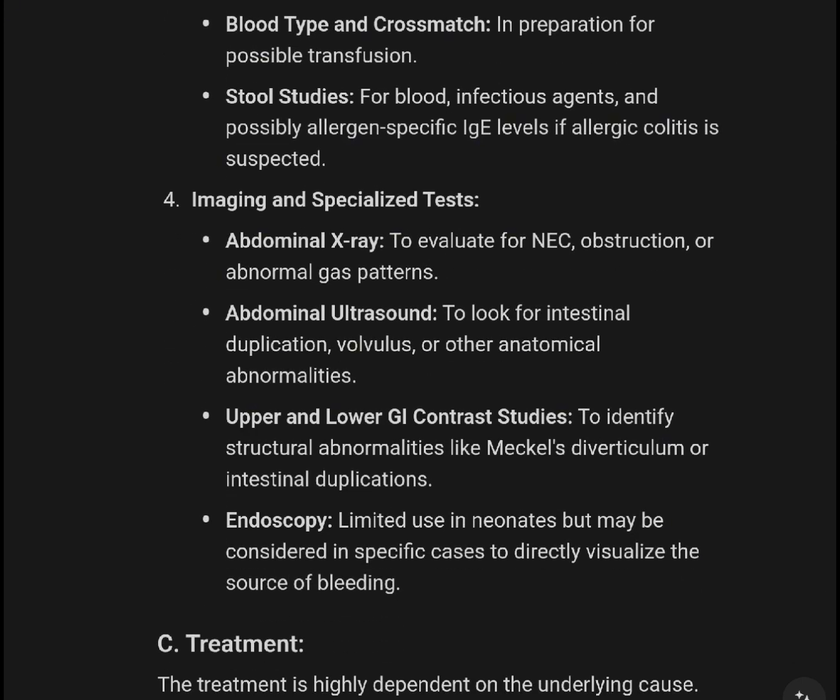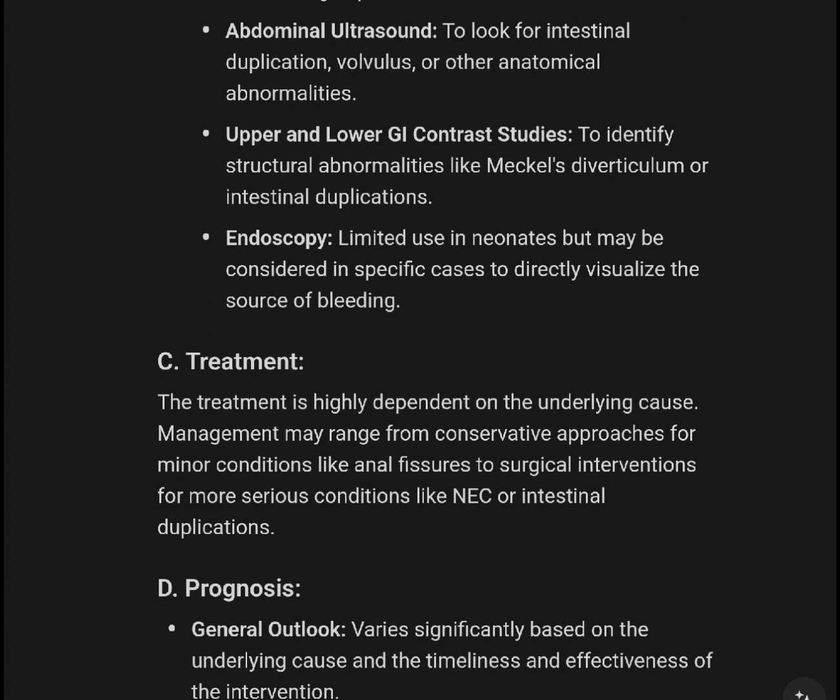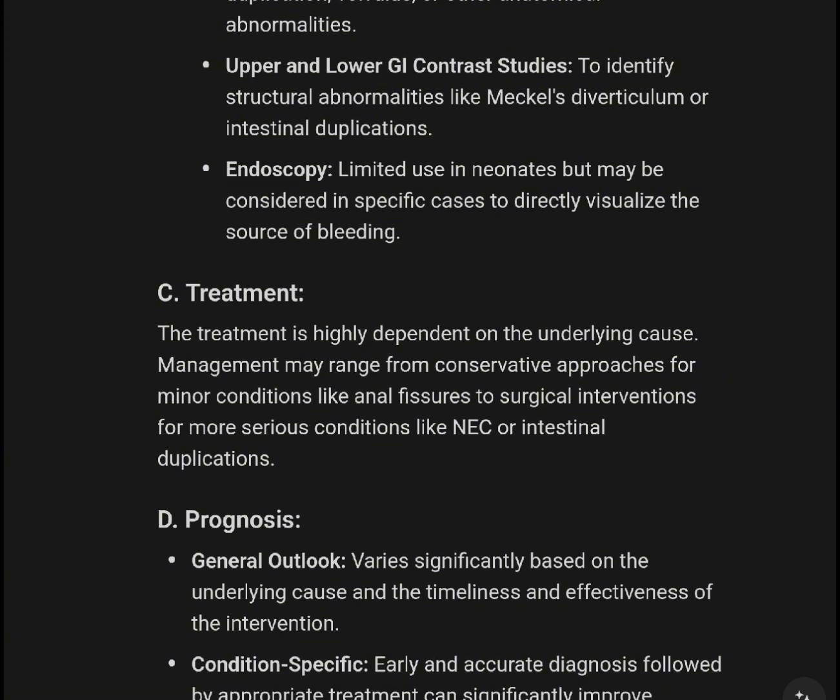Abdominal X-ray to evaluate for NEC, obstruction, or abnormal gas patterns. Abdominal ultrasound to look for intestinal duplications, volvulus, or other anatomical abnormalities. Upper and lower GI contrast studies to identify structural abnormalities like Meckel's diverticulum or intestinal duplications. Endoscopy has limited use in neonates but may be considered in specific cases to directly visualize the source of bleeding.